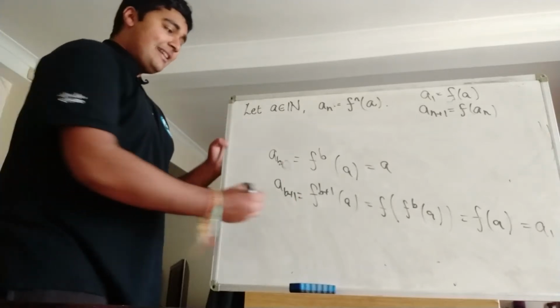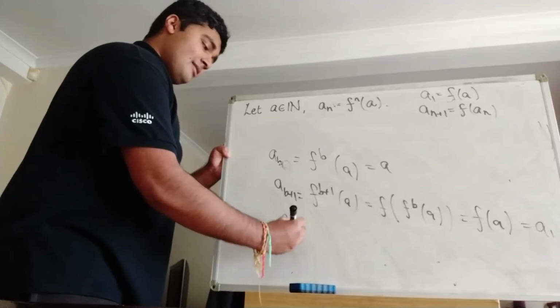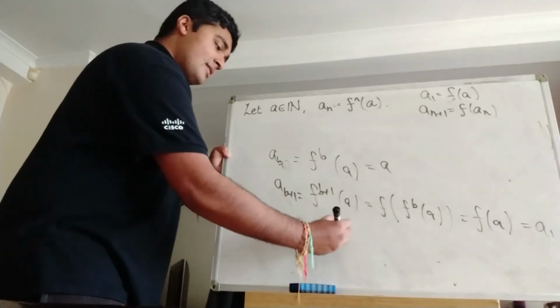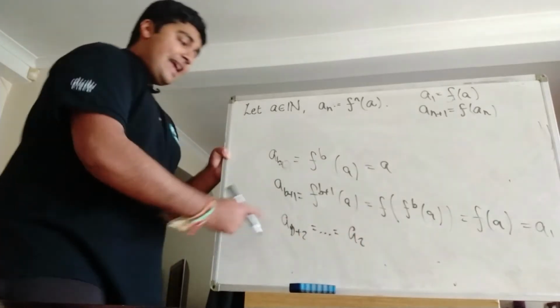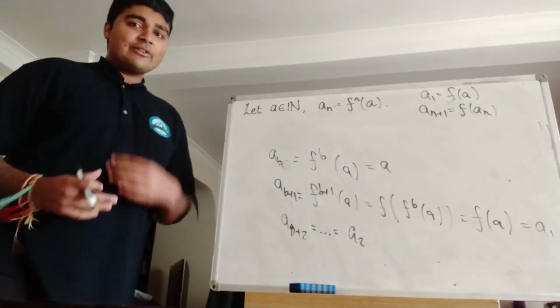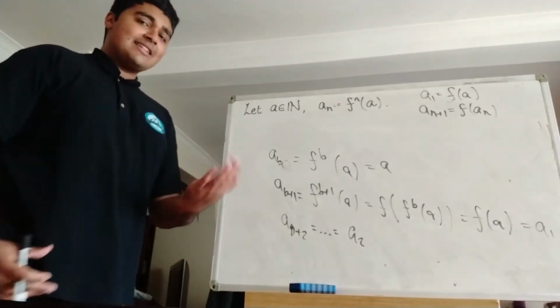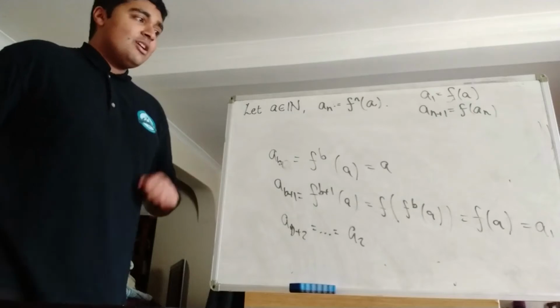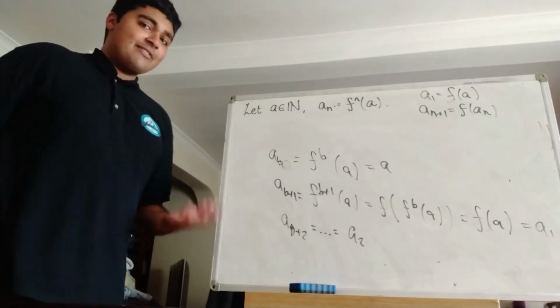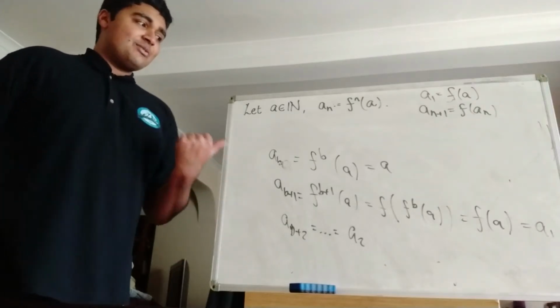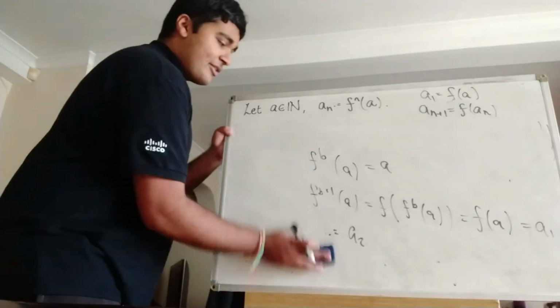Hopefully it's quite clear then that a_(b+2), using a similar argument, will just be a_2. a_(b+3) will be a_3, and so on. So you're going to repeat this sequence again. Once you get to b, you're going to start back at the start again at b+1. So that shows that our sequence of a_n is periodic.